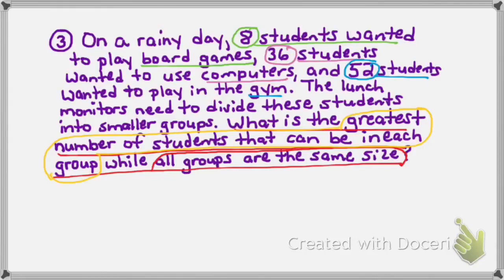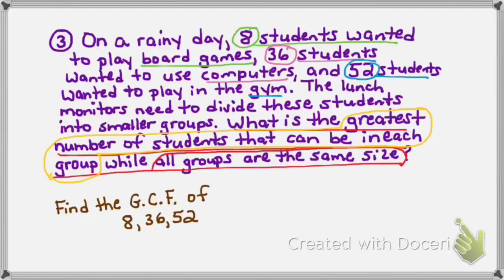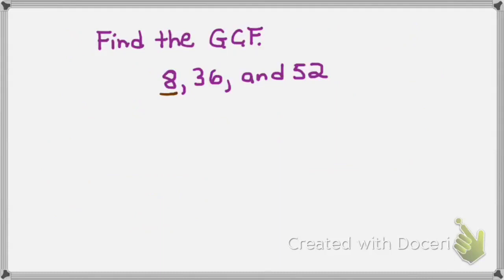So we had said, when we went back and looked at this problem, that we need to find the GCF of these numbers: 8, 36, and 52. Let's do this with the shortcut. So I move to paper so I have room, and again I'm finding the GCF of 8, 36, and 52. I take my smaller number, which is my 8, and let's find the factors.